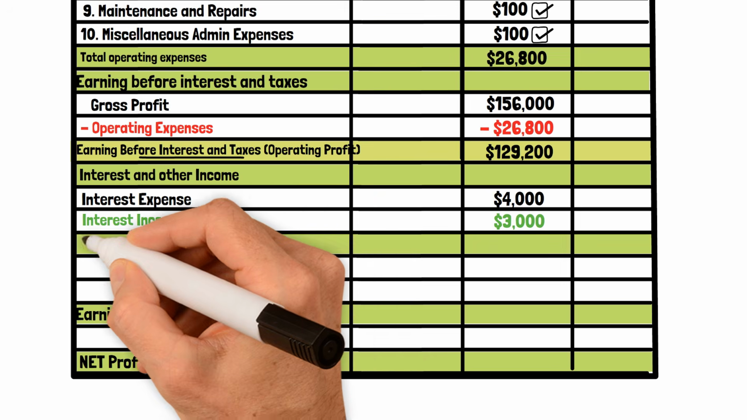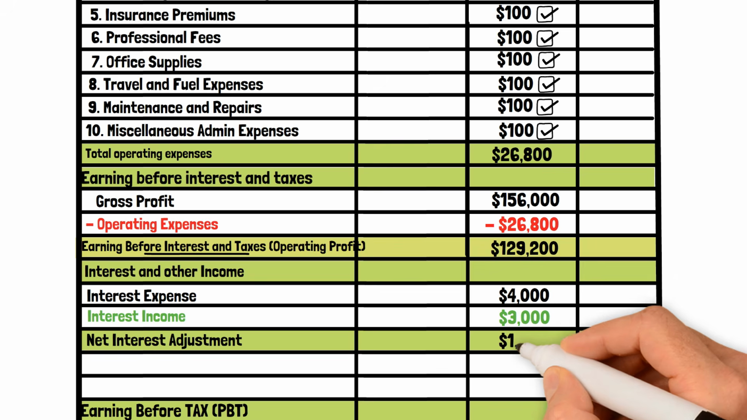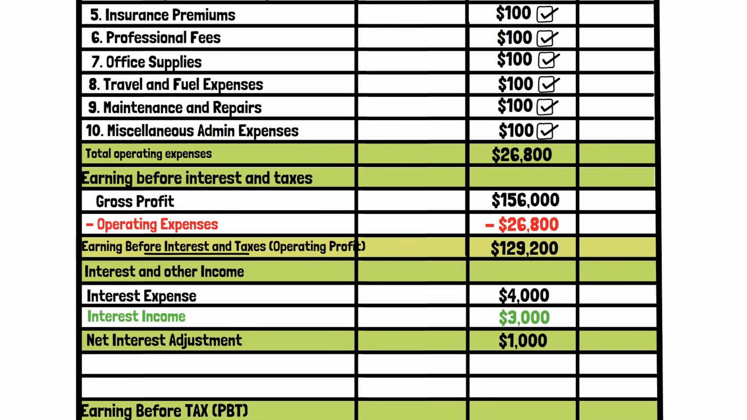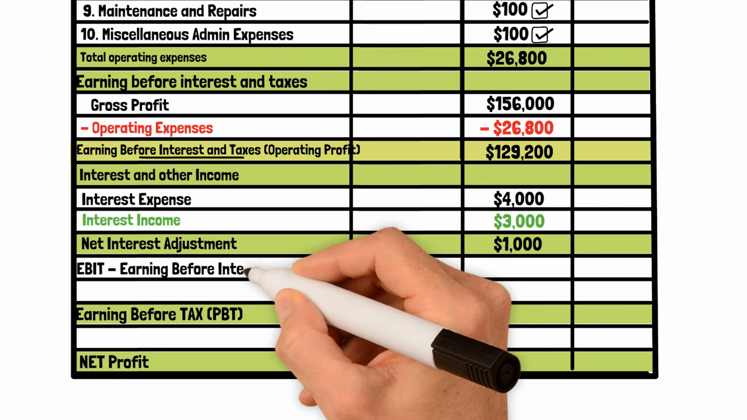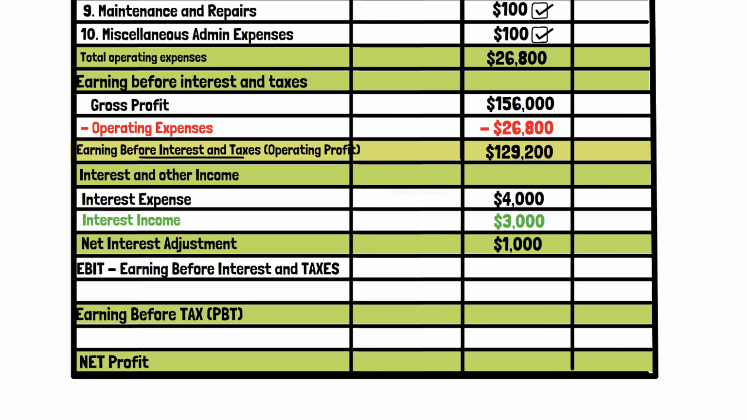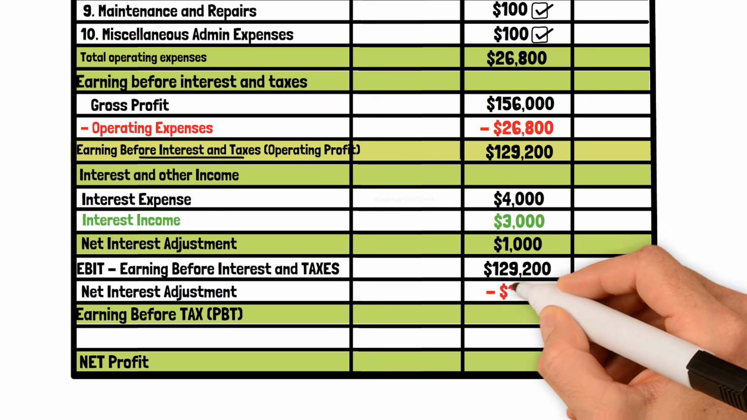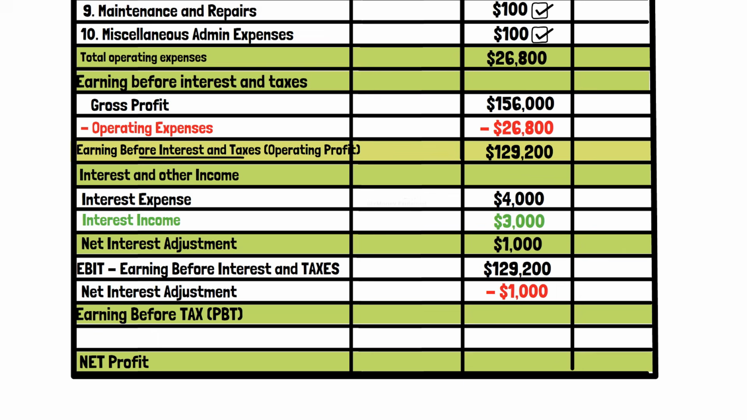To calculate earnings before taxes, interest expense is subtracted and interest income is added, starting with earnings before interest and taxes of $129,200. Subtracting $4,000 of interest expense and adding $3,000 of interest income results in earnings before taxes of $128,200. This is the income on which taxes are calculated.